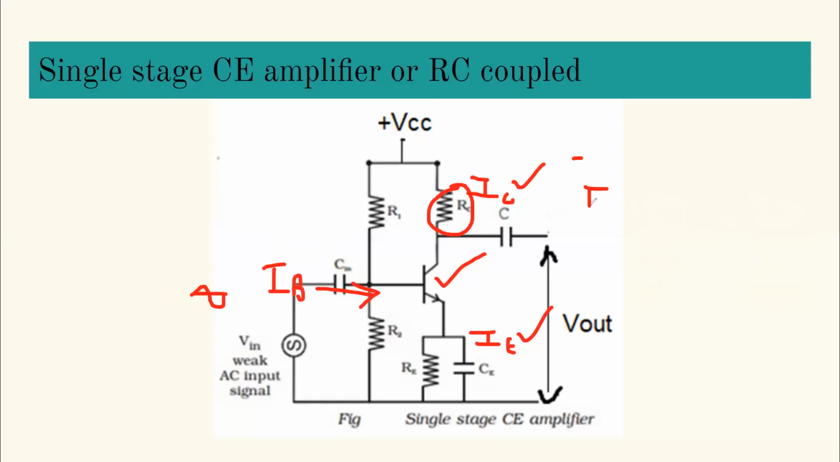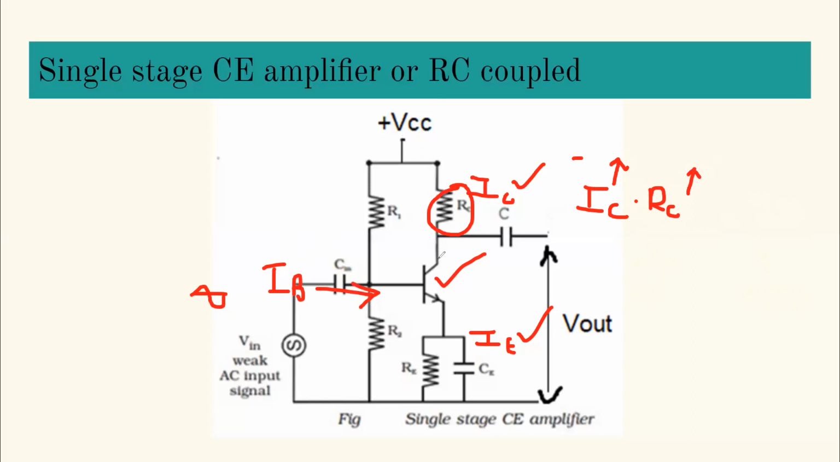Voltage drop means IC into RC. V is equal to IR, Ohm's law, so IC into RC. अब देखो क्या होता है. Just because there is a voltage drop, the voltage drop across RC increases. If IC increases, the drop across RC will also increase. अब देखो क्या होता है.